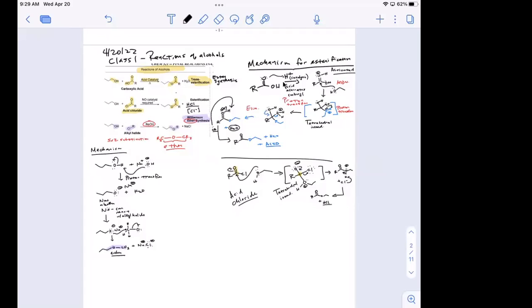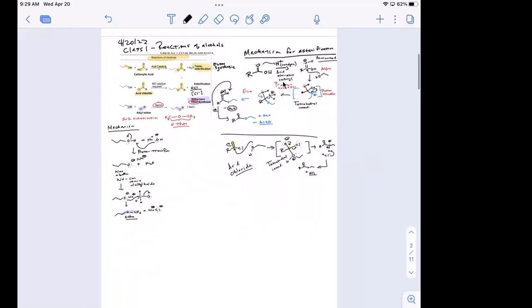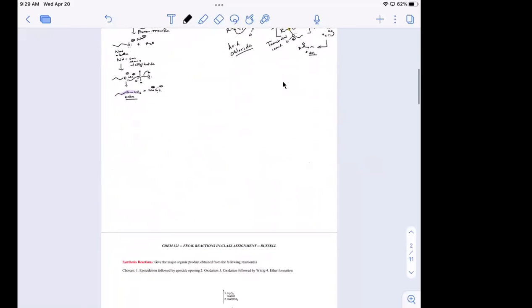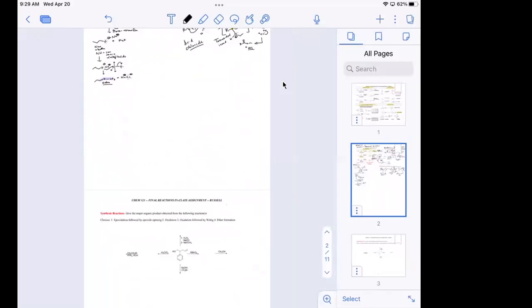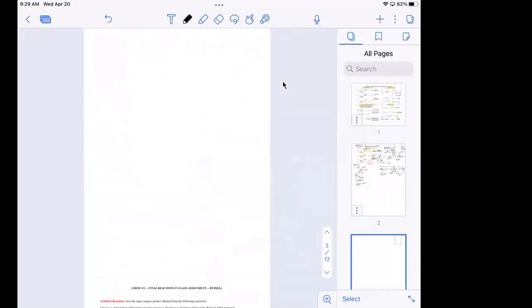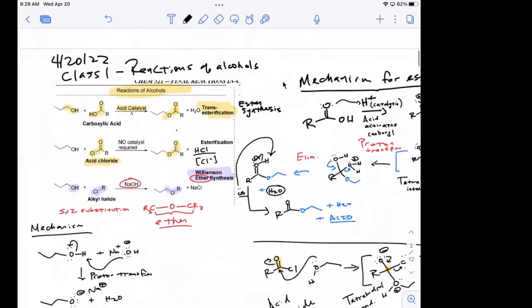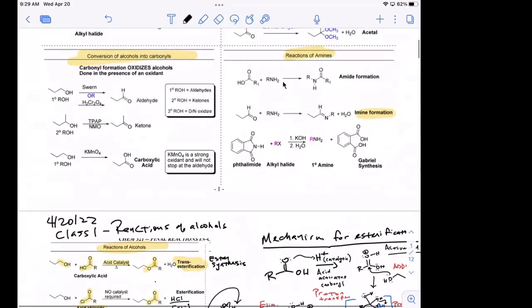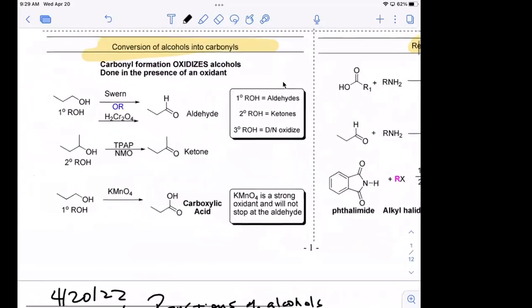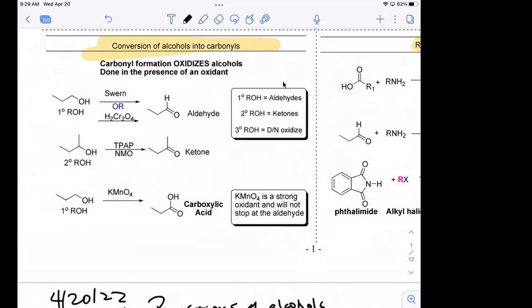All right. Let me add another page. The second class of reactions, we're going to look at alcohol still, but a different type of reaction. So we're going to look at the oxidation of alcohol. So here it says the conversion of alcohols into carbonyl. So let me take this and cut it out, and then we'll paste it and we'll discuss it.